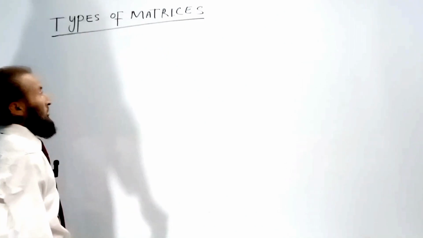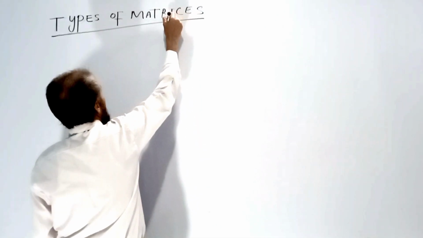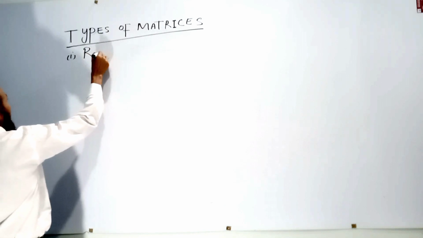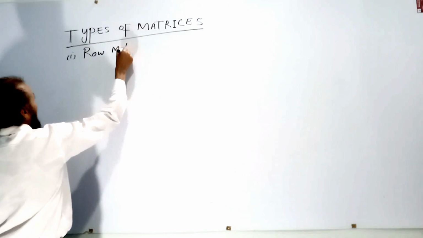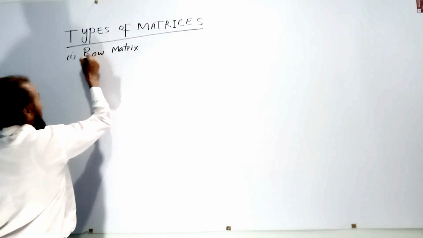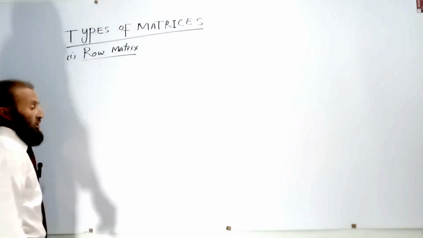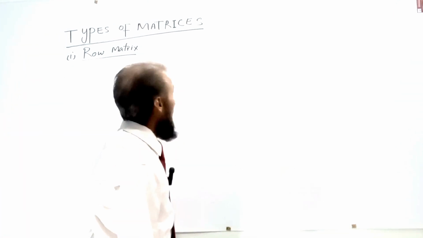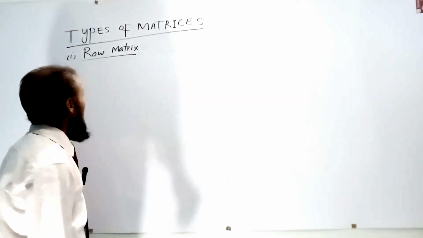What are the types of matrices? There are many types of matrices. We will discuss the row matrix. What is a row matrix? This type of matrix, which has only one row, is called a row matrix.